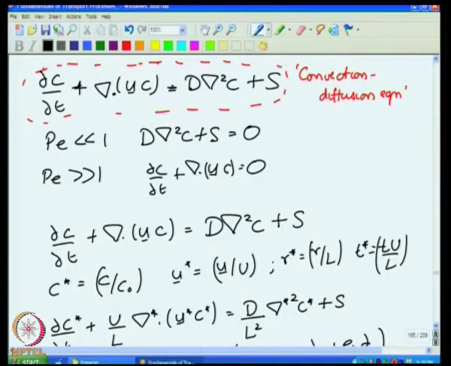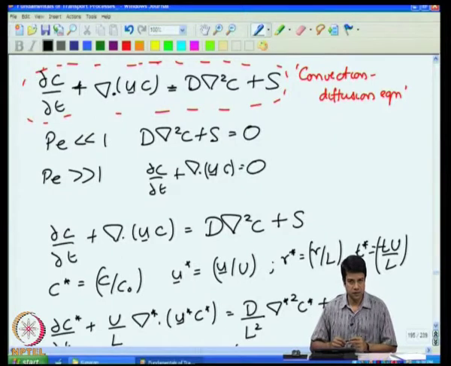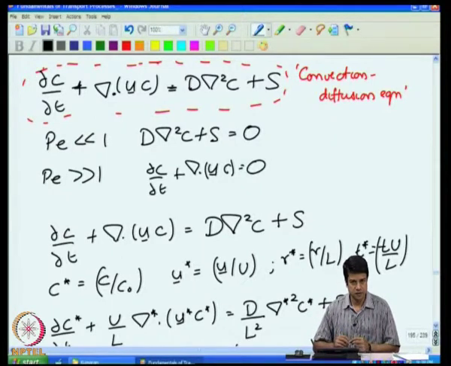We had derived a general convection diffusion equation for mass and heat transfer, shown in the red over there. For mass transfer, this is of the form partial c by partial t plus divergence of the velocity times c is equal to the diffusion coefficient times the Laplacian of c plus any sources or sinks that are there.